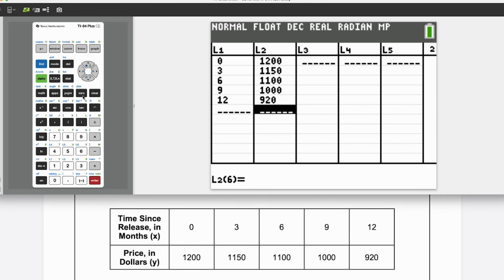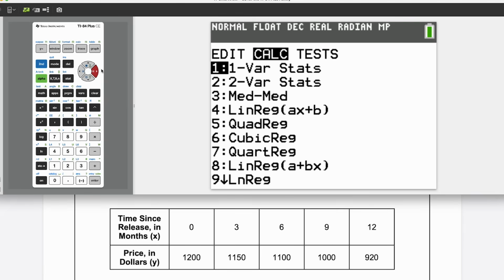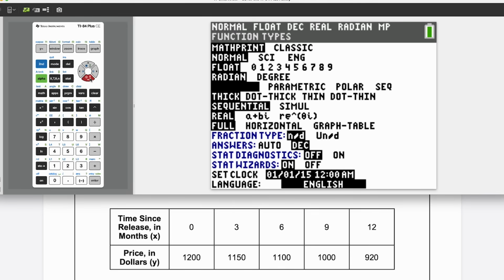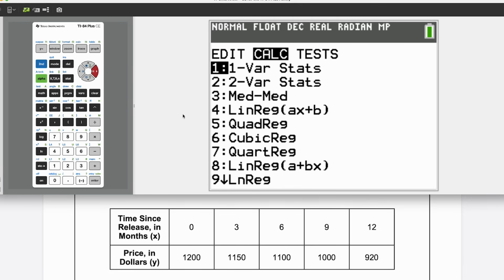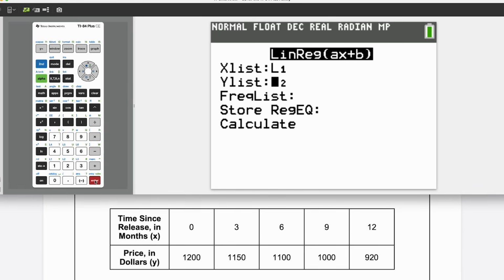Okay, we type this in, and now we press Stats, Calculate Linear Regression is option 4. Now, before I do that, I'm going to press Mode, and I'm going to turn the Stats Diagnostics on. I'm doing this because later in the question, they want the correlation coefficient. So if I do this now, I'll be able to get that information all at once. So I'll press Stats, and then Calculate Linear Regression is option 4, and I just press Enter all the way through.